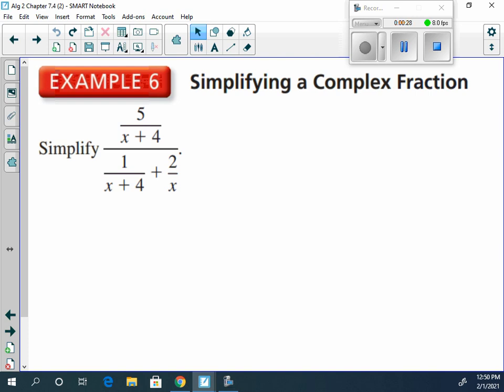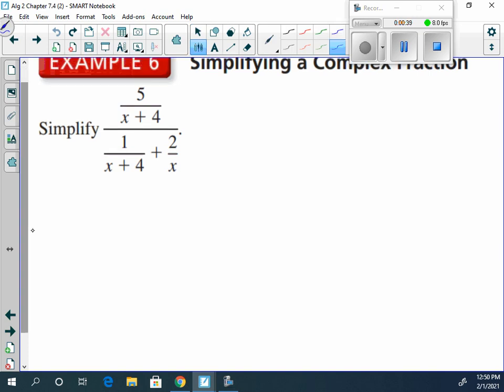Okay, so what we're looking at is fractions within fractions. Now there's two methods that we can solve these, and most likely I have a feeling that y'all are going to like the second method over the first. The first method that we need to do to be able to simplify this is to get the numerator and denominator as a single fraction.